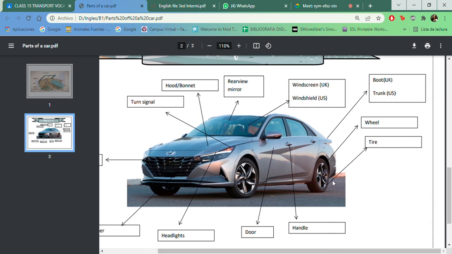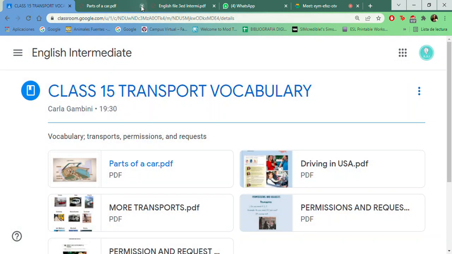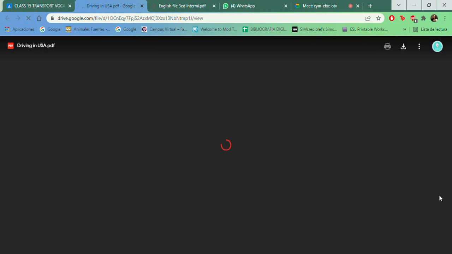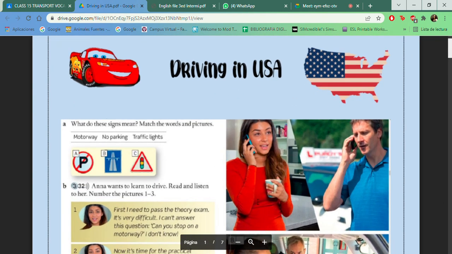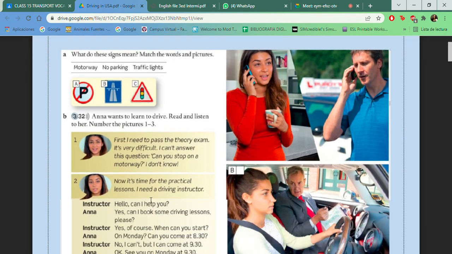Good. So let's see. Then here we have driving in the USA. Here we have information. I mean, you can use it. It's not so necessary to remember all of it, but it's useful if you are going to drive in USA. So here we have what we call driving lessons.